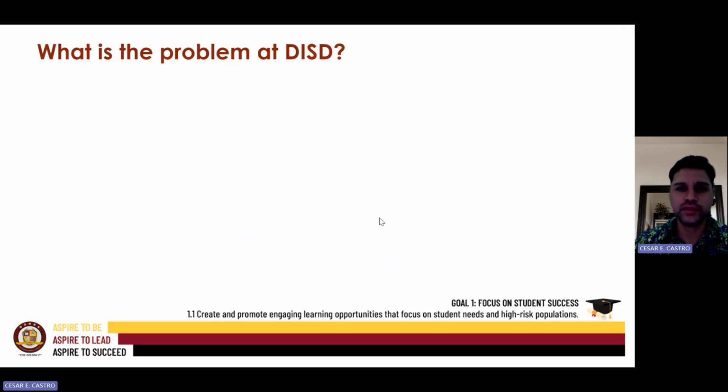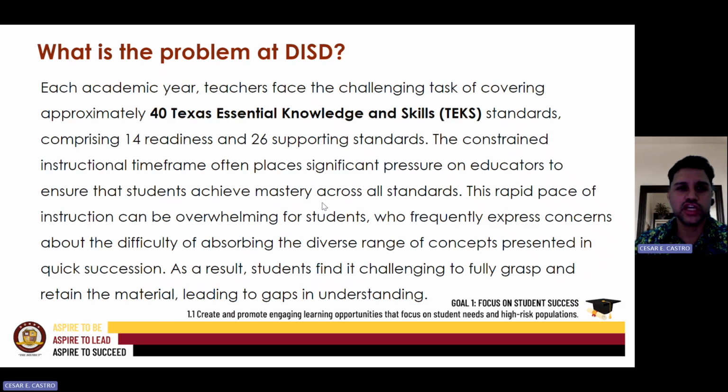So what is the problem at Donna ISD? Pretty much each academic year, teachers face the challenging task of covering approximately 40 Texas Essential Knowledge and Skills, or better known as TEKS, or standards, comprising 14 readiness and 26 supporting standards. The constrained instructional timeframe often places significant pressure on educators to ensure that students achieve mastery across all the standards.